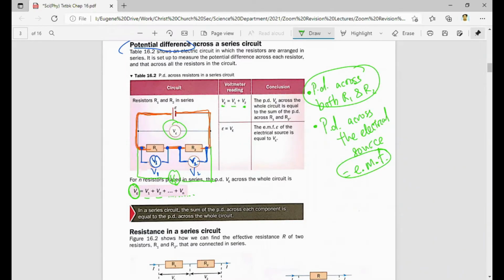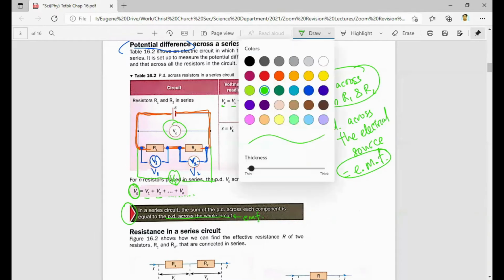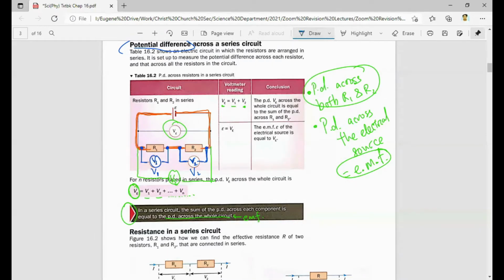And hence, the conclusion is that in a series circuit, the sum of the PD across each component, so the PD for R1 plus the PD of R2 plus the PD across R3 and so on, is equal to the PD across the whole circuit, which is actually equal to the EMF. Okay? So this is what you can conclude about potential difference across a series circuit.